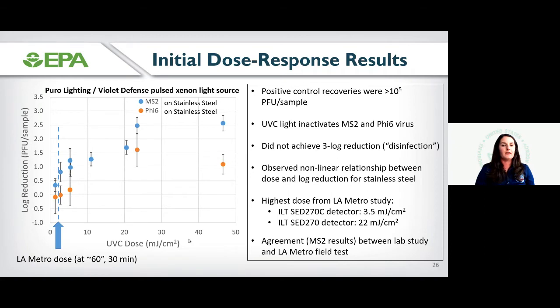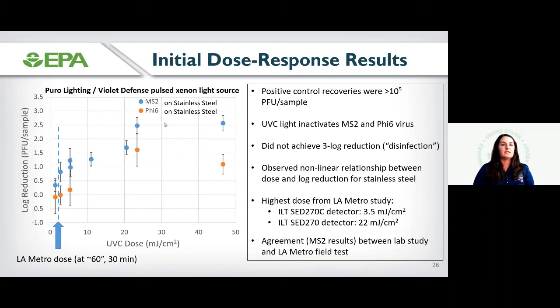So again, for the purposes of the rest of the talk or the webinar, we'll be talking about UVC dose limited to that detector optimized to look at just the UVC portion of the wavelengths. So here, as I mentioned, UVC dose is on the x-axis, the log reduction is on the y-axis. It was a little bit surprising that even at significantly higher UVC doses, we still weren't seeing the 3 log inactivation that was our disinfection target for the purposes of this study.